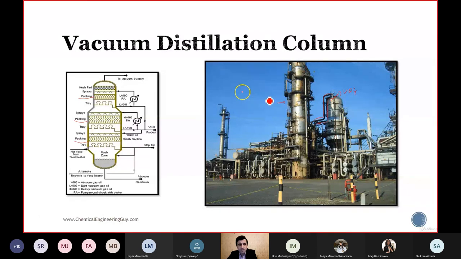Here, our main products are VGO, vacuum gas oil. We can have slop and vacuum residue. Vacuum residue is sent to the BBU and DCU.